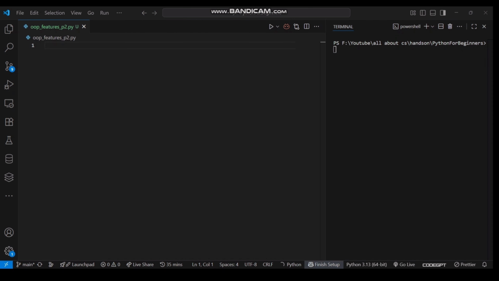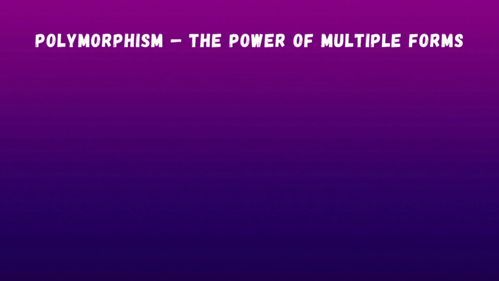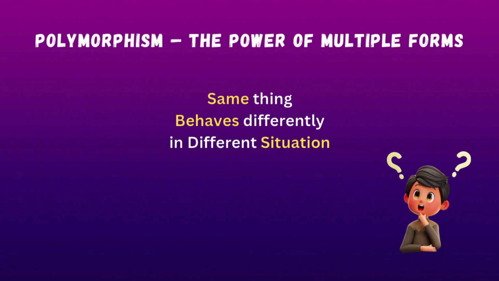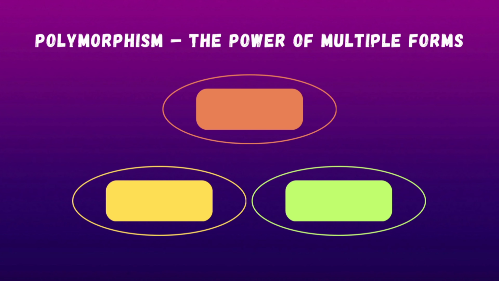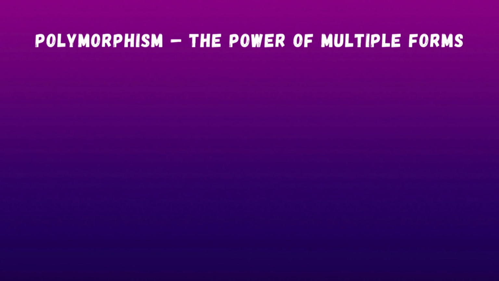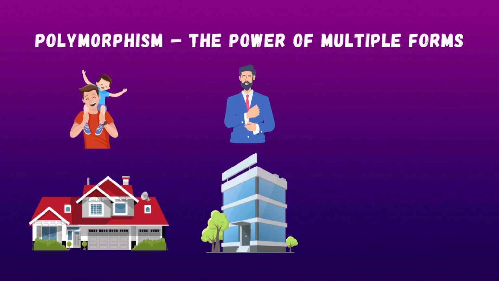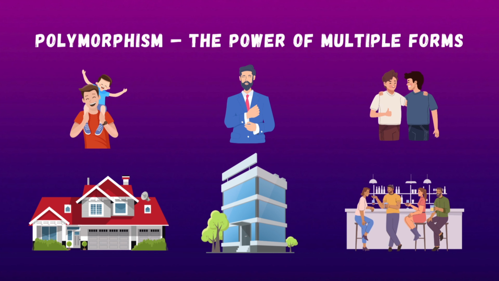So, let's start our exploration with polymorphism, the power of multiple forms. Polymorphism means the same thing can behave in different ways depending on the situation. It refers to the ability of an object to take multiple forms or behaviors in different situations. Assume a person who has many qualities or relationships at the same time, such as a father at home, an employee at work, and a friend in social life. So here, the same person can have different behavior in different contexts. One person but many roles. That's polymorphism in real life.